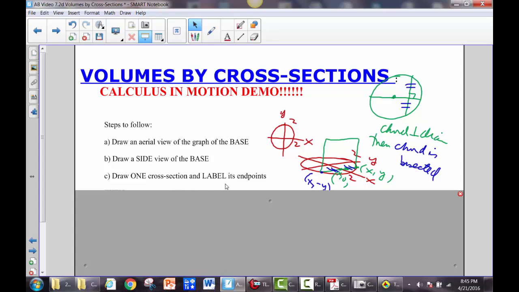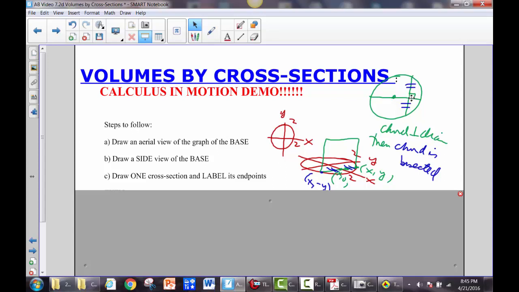Draw one cross section and label its endpoint. So I'm going to pretend that this is going to be perpendicular to the x-axis. If I look at this circle up here, this segment I've just drawn right here is this segment right here, and it's perpendicular to the x-axis.